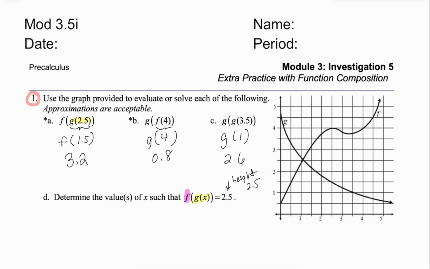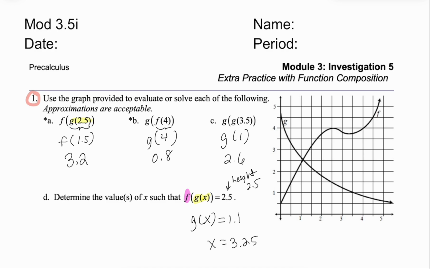So we know that the input has to be 1.1. Okay, so now the input on our f function has to be 1.1. So now we're going to go to the g function and we're going to go to a height of 1.1, which is about right here. We're going to look where it hits our g function, and I think it hits about right here, which looks to be about 3.25. So our x would be 3.25. Again, you're going to have to guesstimate. But that's how we use a graph to approximate some of these values.